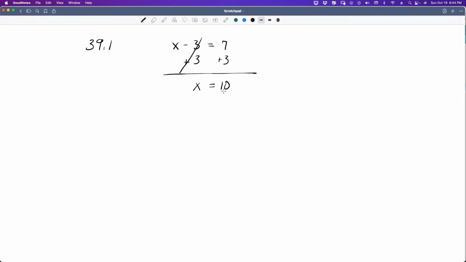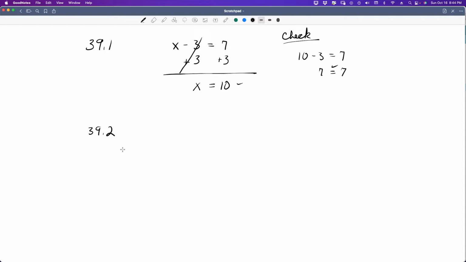So now if I was to check my work, and it's always a good idea to check, I would substitute in for the value of x what our solution was. It would be 10 minus 3 is equal to 7. 10 minus 3 is 7, and 7 does equal 7, so this is correct. So let's try 39.2 and see what we have there.